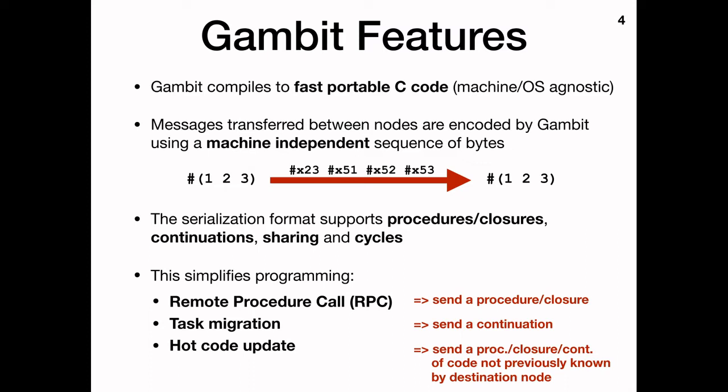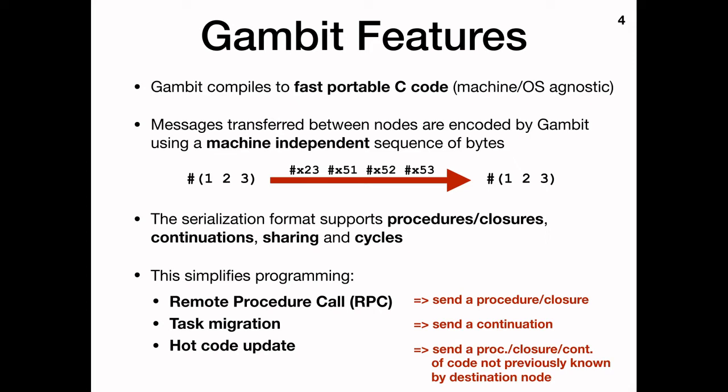RPC can also be implemented using ahead-of-time compilation, and not sending procedures too. Another application is task migration, because you can send a continuation to the other node, which jumps into this continuation. And then code update, which we can say is the main application of our module system.